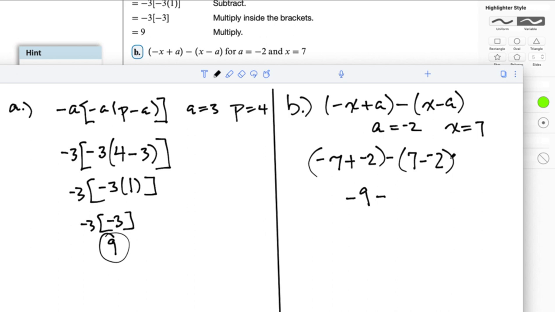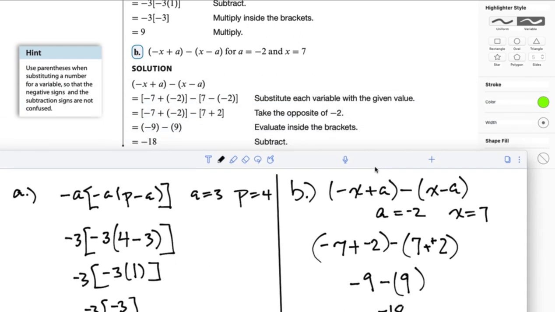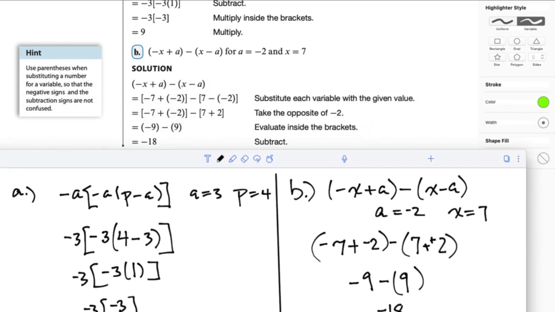7 minus a minus 2, keep change. We're going to get 7 plus a positive 2. And then so what that is, we're going to get a 9 here. So we end up with negative 9 minus 9. Hopefully you know that this is negative 18, okay? So negative 9 minus 9, you could keep change this if you're still working on that skill, and you would see that it's a negative 18, and the text agrees. Let's look at the next example.